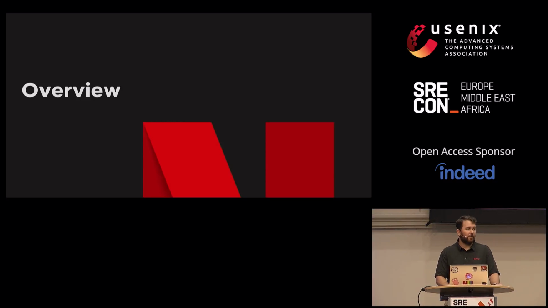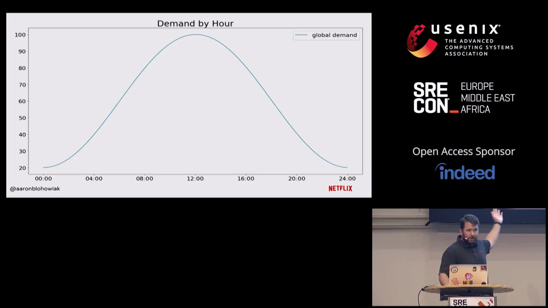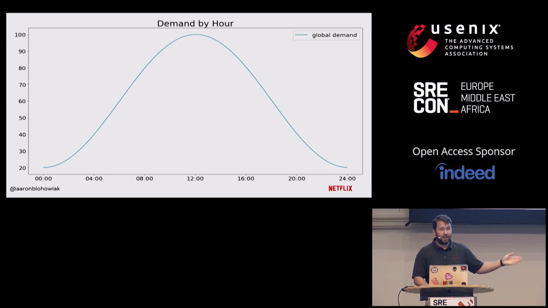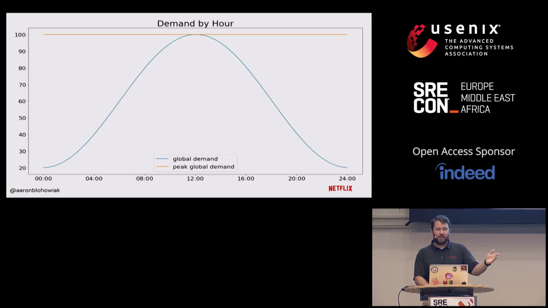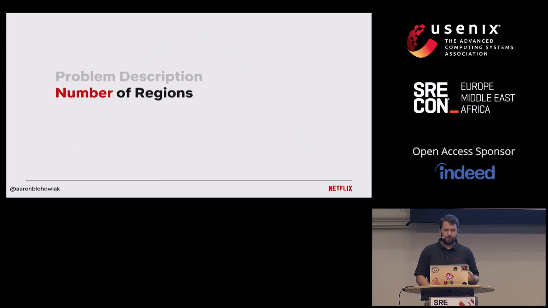So now I'll do a brief overview of the dynamics at play once you enter the high availability setup. So the main problem that we have is we have global demand, and this demand in many systems varies by hour. This is not an accurate depiction of Netflix demand. We have to serve this global demand, and usually we scale our systems to the peak of demand, right? So that amount of scale required to power peak, if we were running in one region, we'll call 100% capacity.